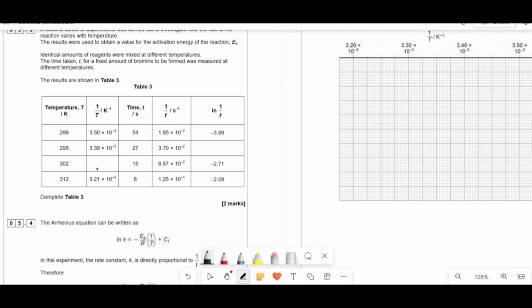So this is temperature, that's 1 over temperature, so you just do 1 over 302, which is going to be some sort of number. We want to stick to the same number of significant figures, so it's going to be 3.31 times 10 to the minus 3. Then it says ln 1 over t, so you just do ln on your calculator of this number here. If I do that, we end up getting minus 3.30.